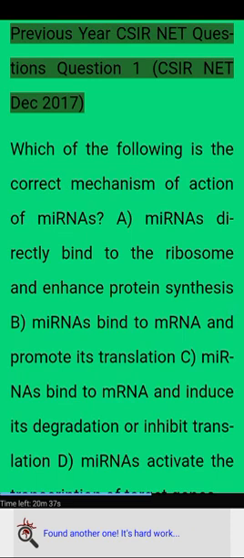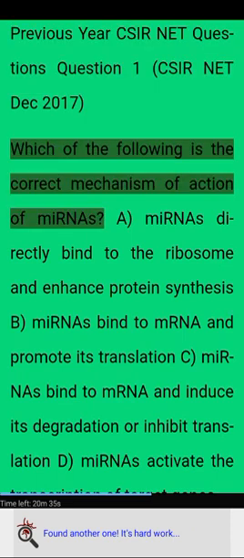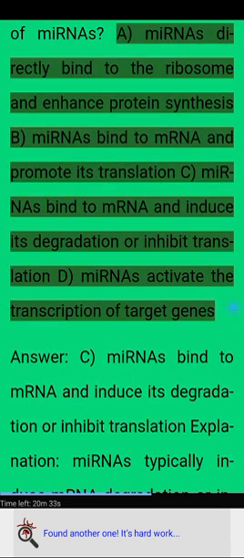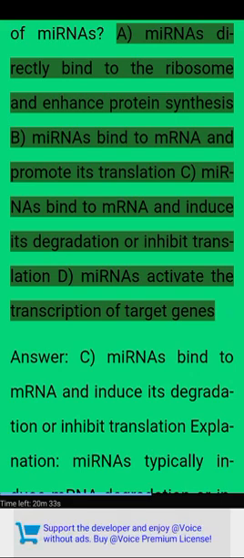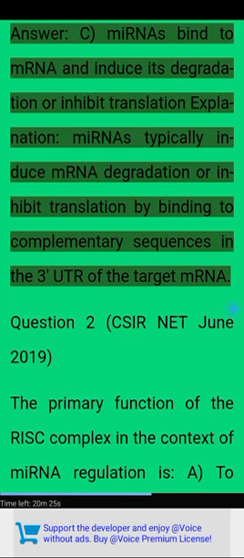Previous year CSIR NET questions. Question 1. CSIR NET December 2017. Which of the following is the correct mechanism of action of microRNAs? A. microRNAs directly bind to the ribosome and enhance protein synthesis. B. microRNAs bind to mRNA and promote its translation. C. microRNAs bind to mRNA and induce its degradation or inhibit translation. D. microRNAs activate the transcription of target genes. Answer. C. microRNAs bind to mRNA and induce its degradation or inhibit translation.